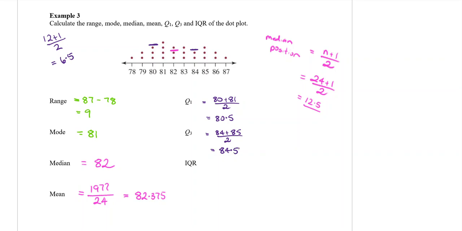And last thing, the interquartile range, we subtract 84.5, which is our Q3, minus our Q1, 80.5, which gives us our answer of 4.5 for the interquartile range.